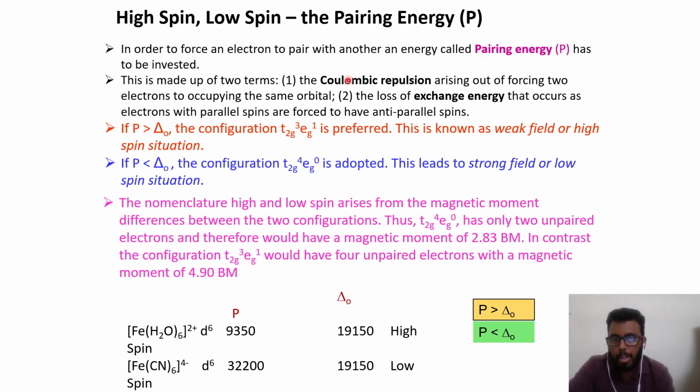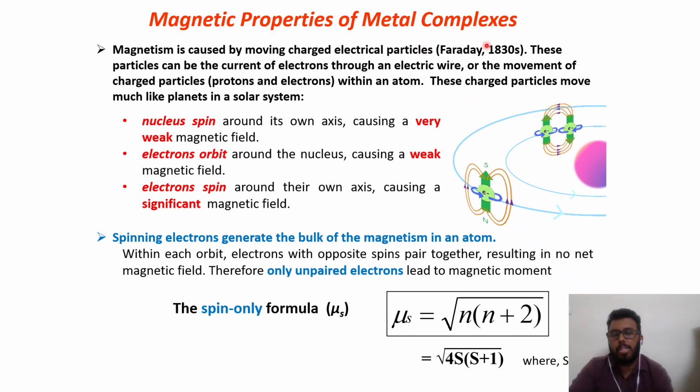For example, in this case, 4 unpaired electrons are present. So the magnetic moment is the square root of n into n plus 2, where n is the number of unpaired electrons. In that way, you can calculate the magnetic moment. I will show you the formula in the next one. So, the magnetic properties of metal complexes.